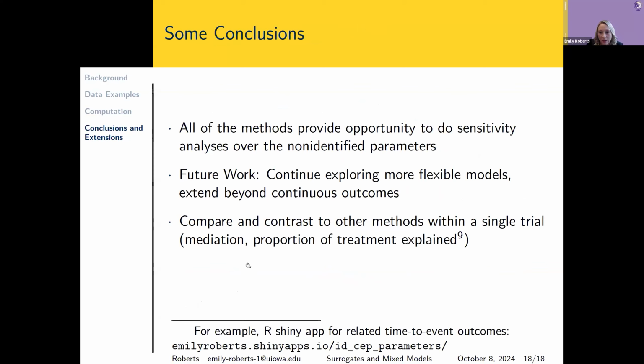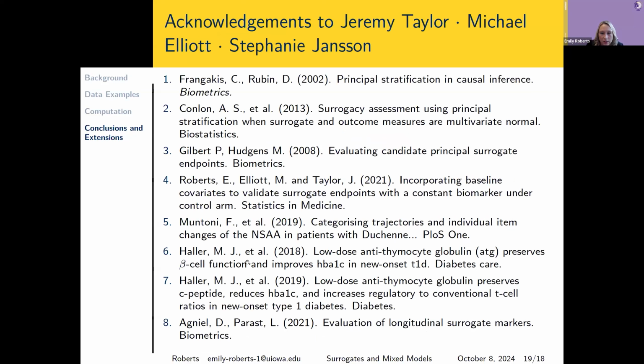And then what I think is really interesting is thinking about how this principal stratification method compares and contrasts to other methods such as ICA. There is always more room for comparison and determining what are the best ways to say whether or not a surrogate is valid.